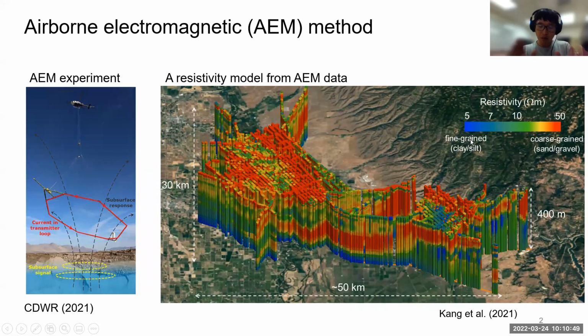The purpose of this survey was mapping the hydrogeology of the subsurface. People were interested in what the sediment type of the subsurface is. Blue, which is low resistivity, corresponds to fine-grained materials like clay and silt. Red means coarse-grained material like sand and gravel. Coarse-grained material can be a pathway for water, while fine-grained material could be a barrier to water flow, which is important information for understanding the hydrologic system. Okay, so that's what the airborne electromagnetic method is.